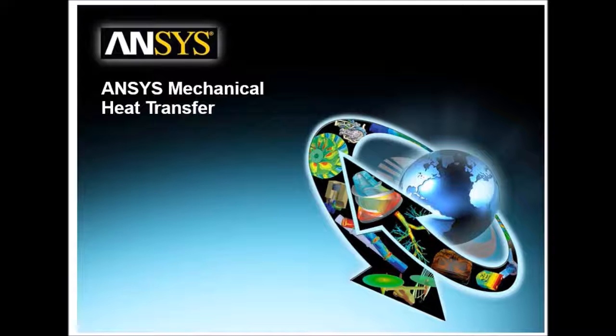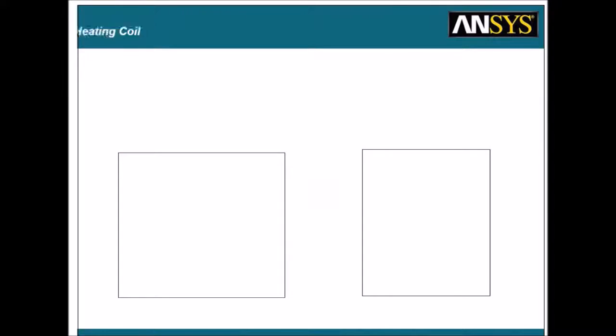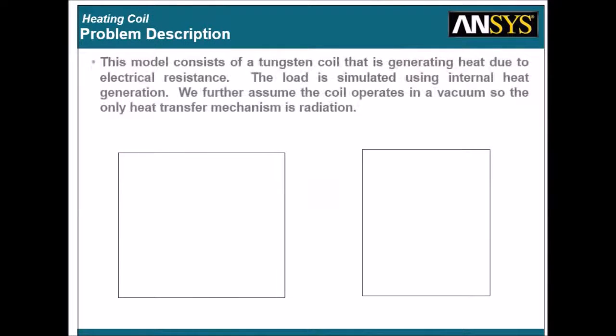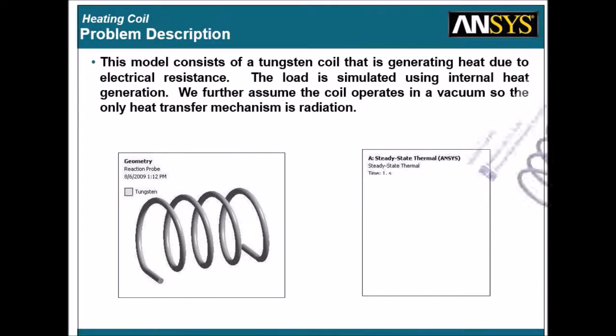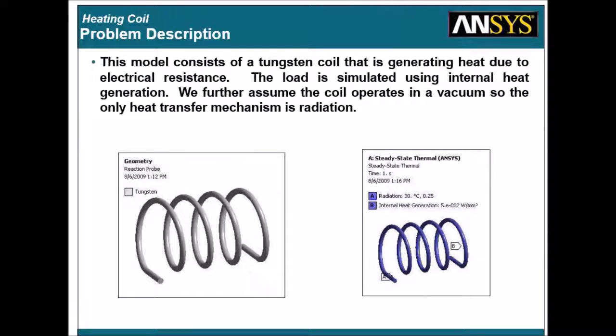Ansys Mechanical Heat Transfer. Heating Coil Workshop. Problem description. This model consists of a tungsten coil that is generating heat due to electrical resistance. The load is simulated using internal heat generation. We further assume the coil operates in a vacuum, so the only heat transfer mechanism is radiation.